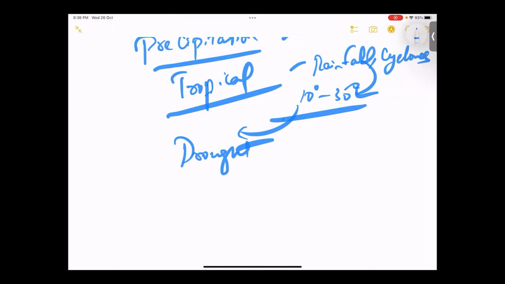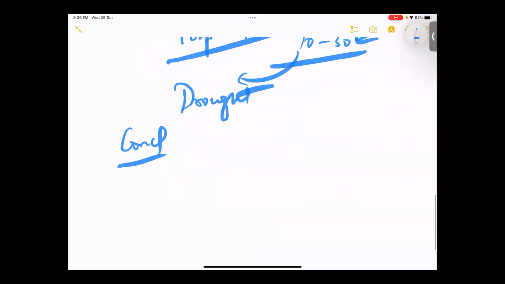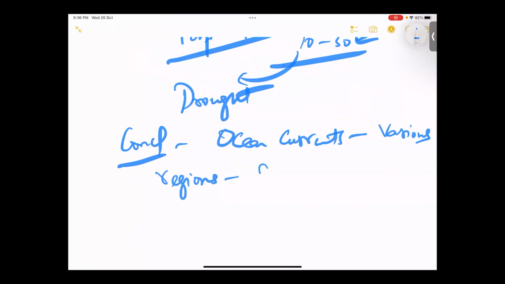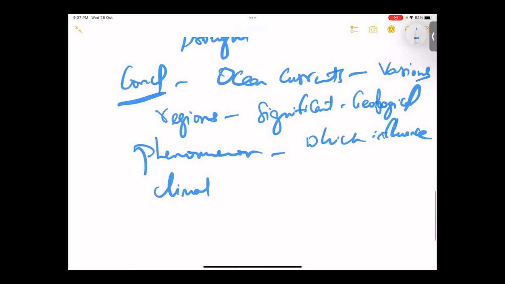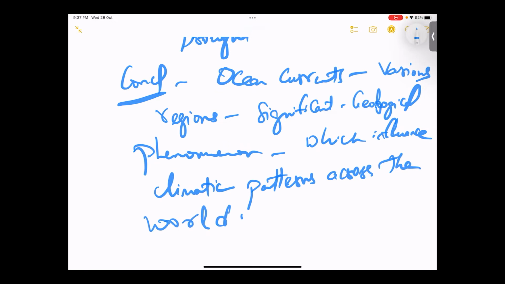Okay, so basically in the conclusion, you can say air masses, like ocean currents, are spread over various regions and are significant geological phenomena which influence climatic patterns across the world. Clear?